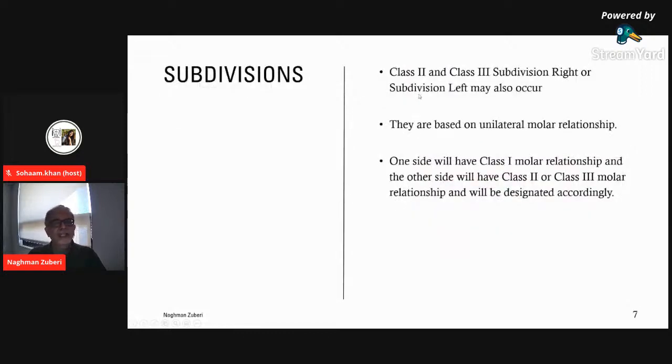There are subdivisions as well, like class 2 and class 3 subdivision right or subdivision left. They are based on a unilateral molar relationship.